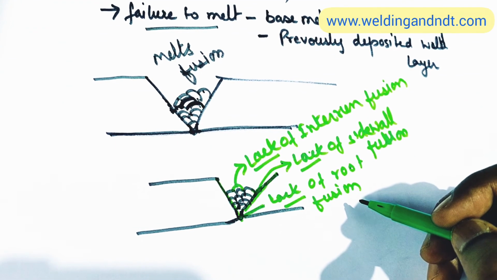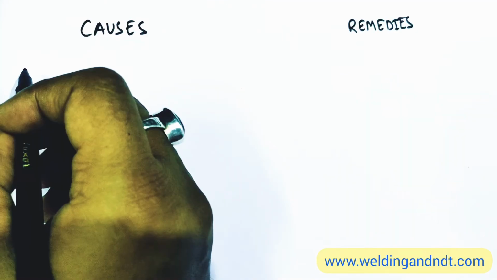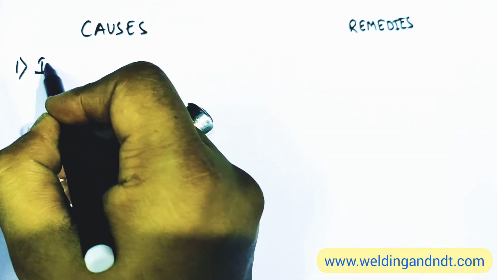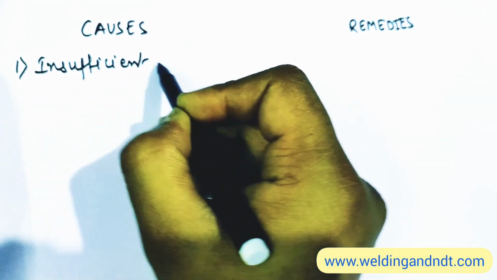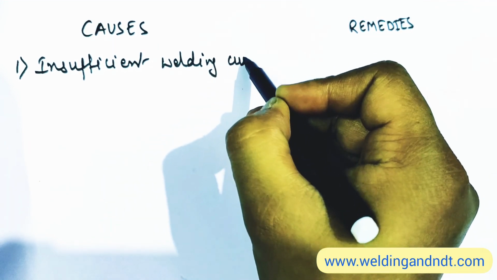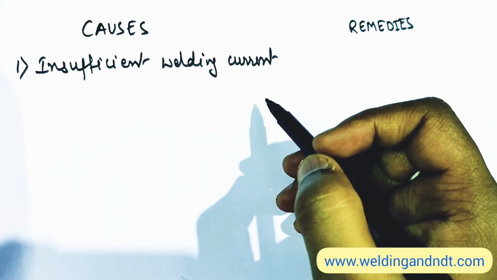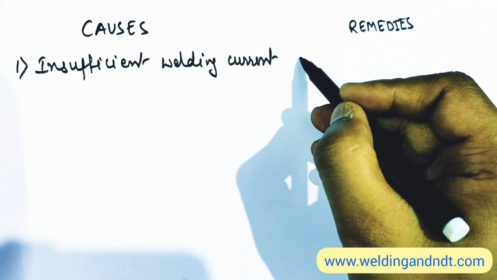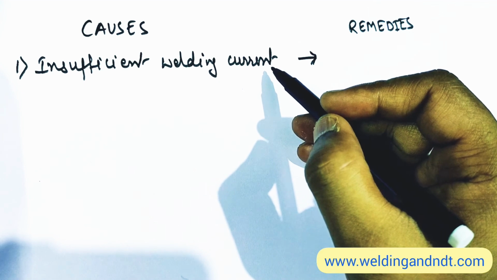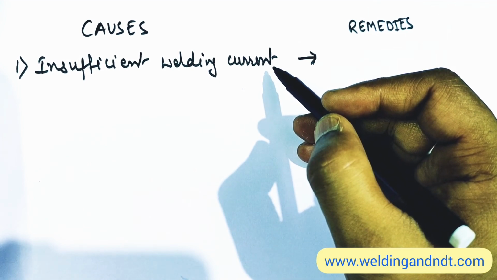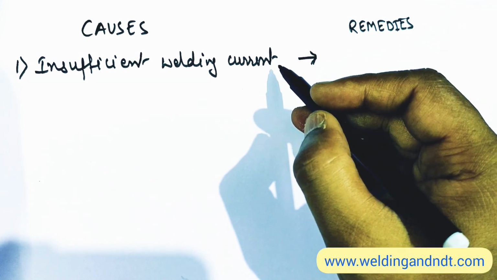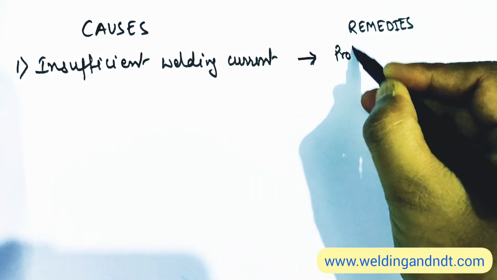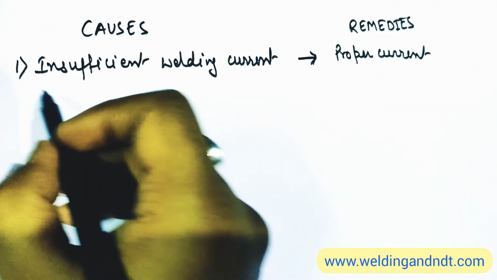Now we have understood the lack of fusion, so we'll understand why it occurs. Now we'll learn about the causes and remedies. The first cause is insufficient welding current. It is a very important factor for lack of fusion. If our welding current is not proper, there will be lack of melting of the base metal and weld metal, hence no fusion, and we'll get the lack of fusion defect. So the remedy is to use the proper or required current as per your welding procedure.